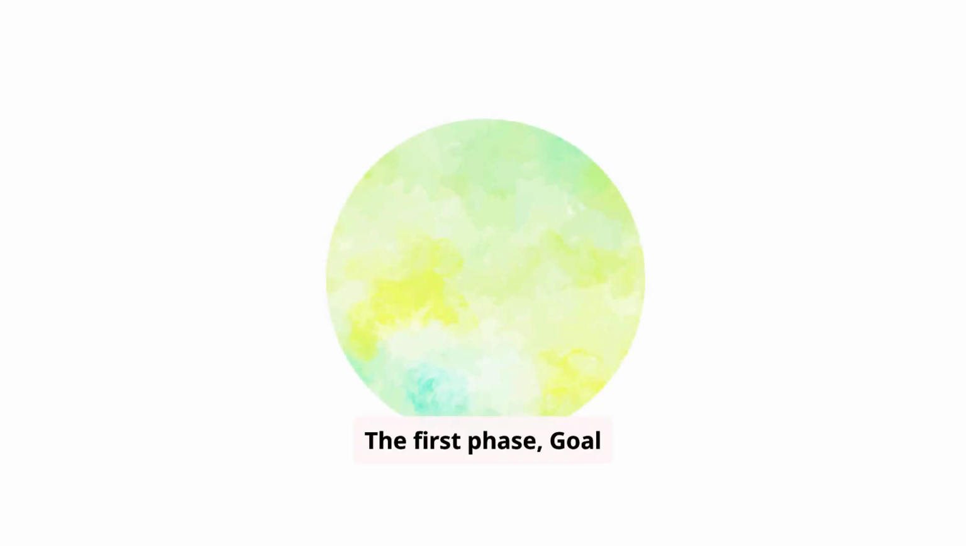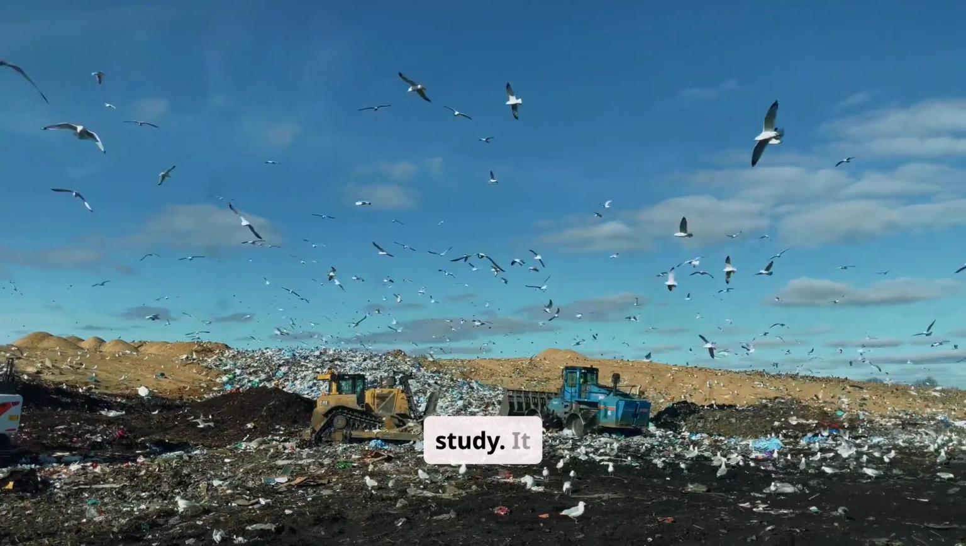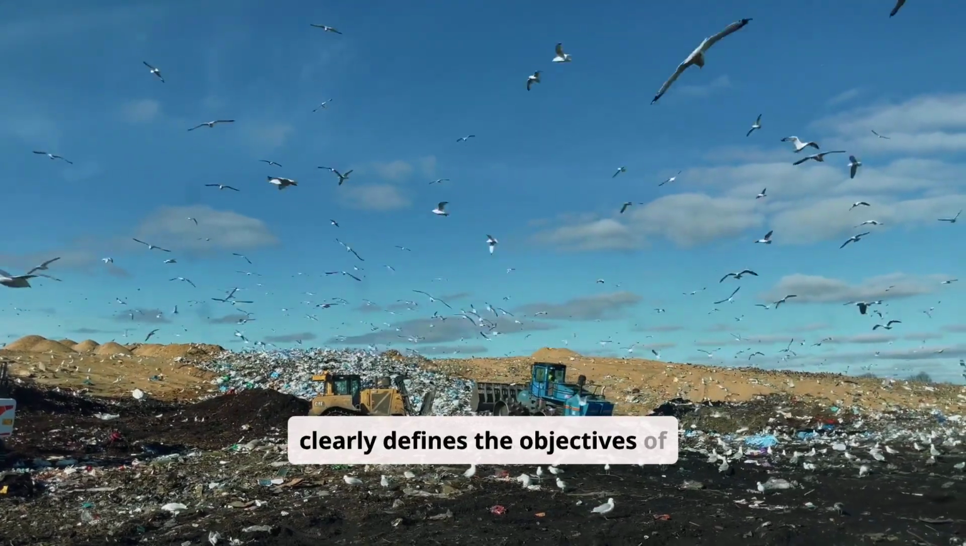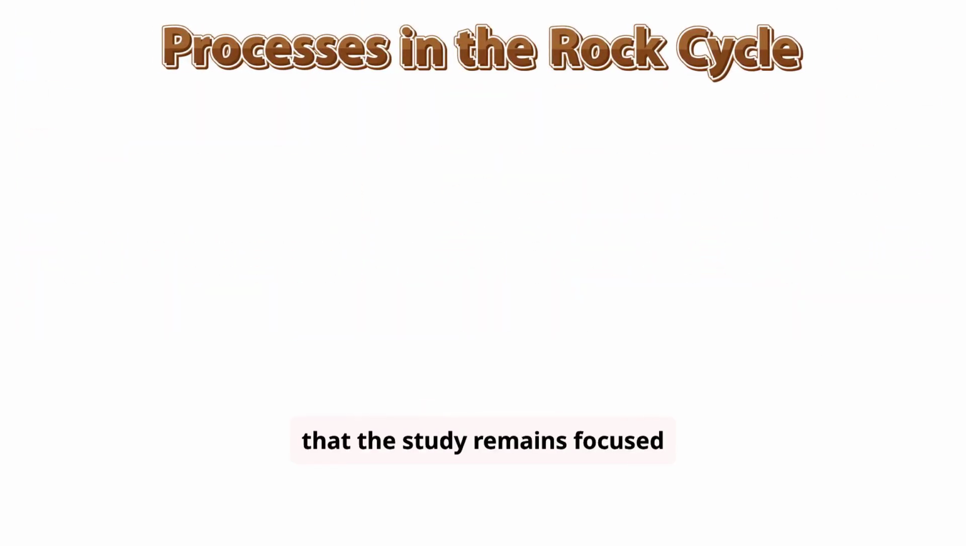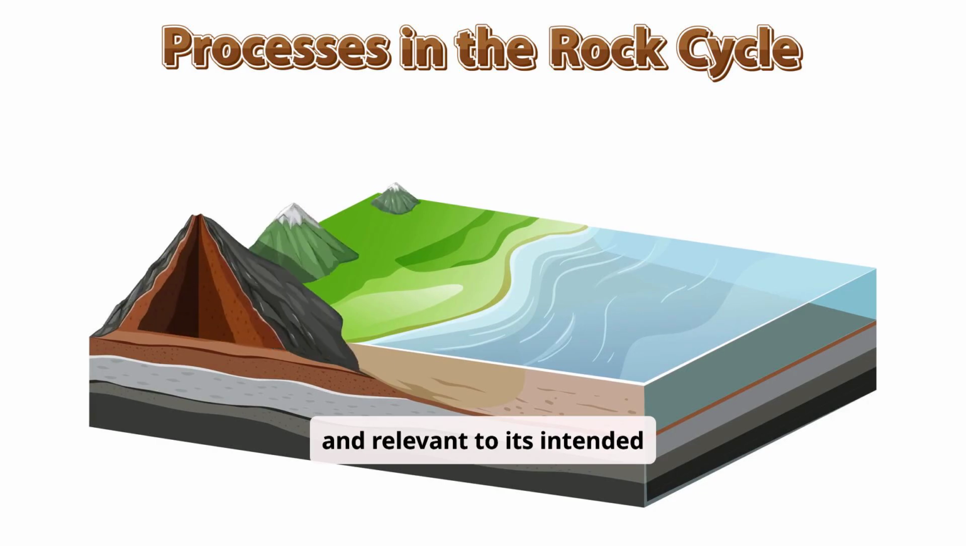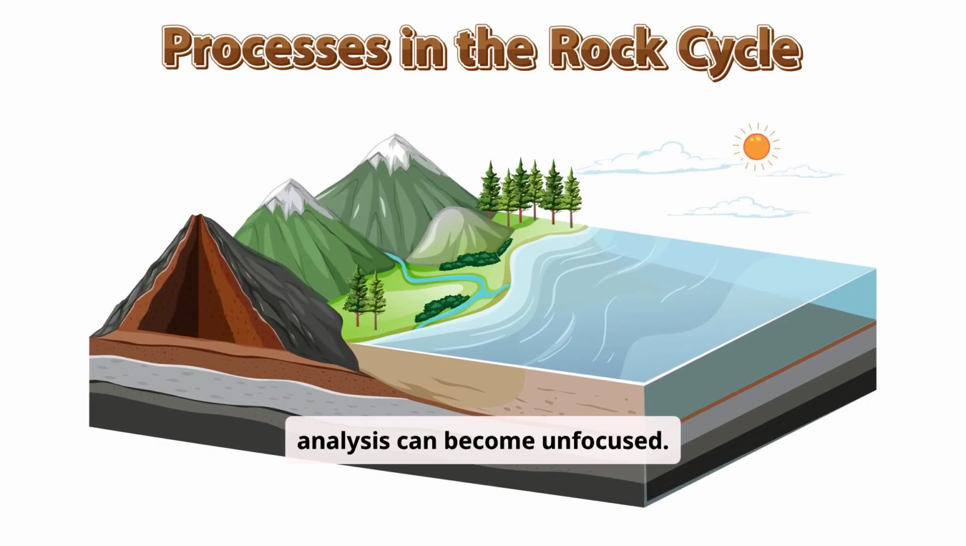The first phase, goal and scope definition, is foundational to any LCA study. It clearly defines the objectives of the assessment. This initial step ensures that the study remains focused and relevant to its intended purpose. Without a clear goal, the subsequent analysis can become unfocused.